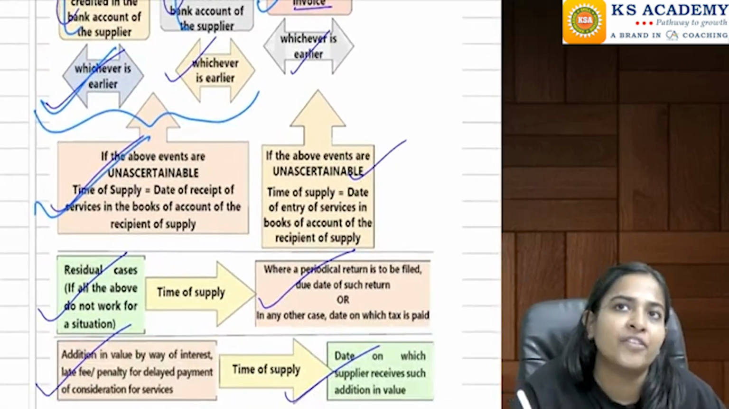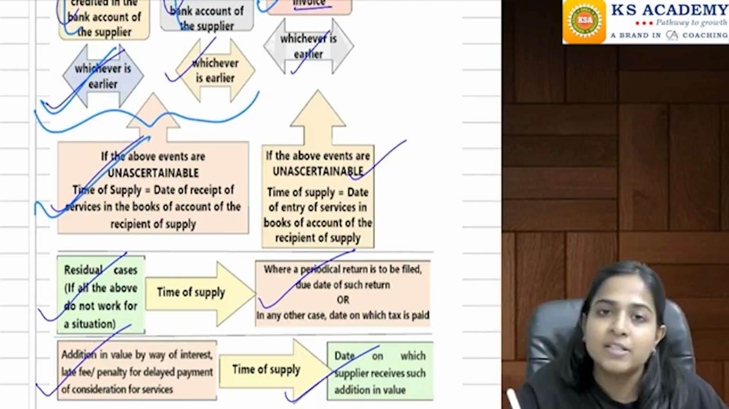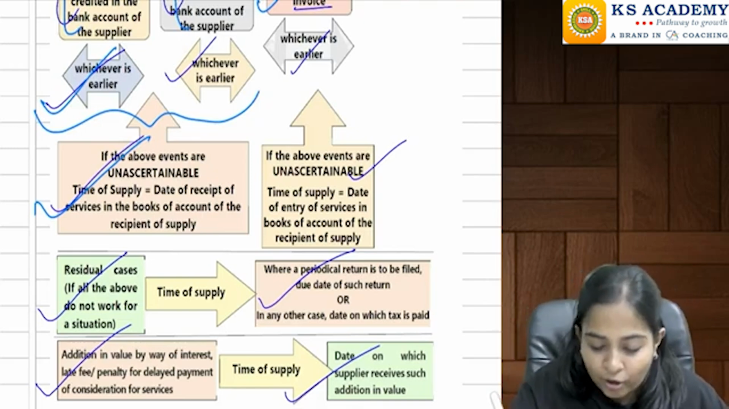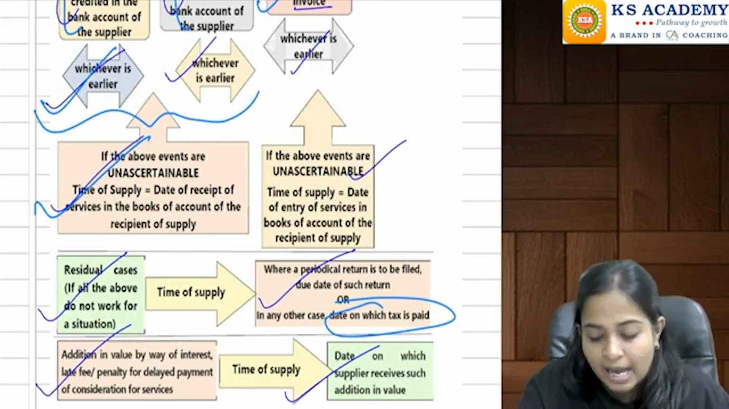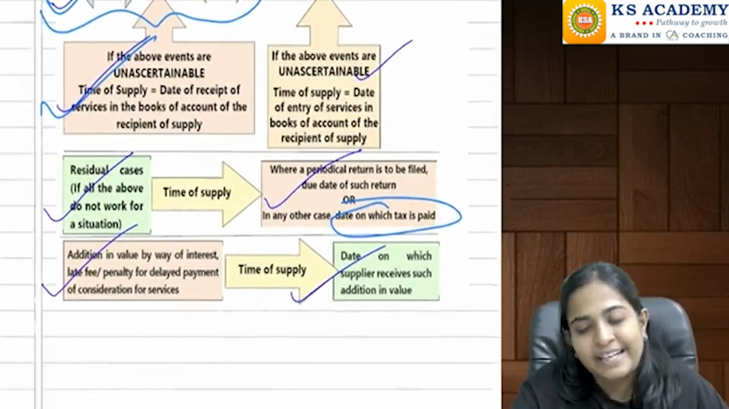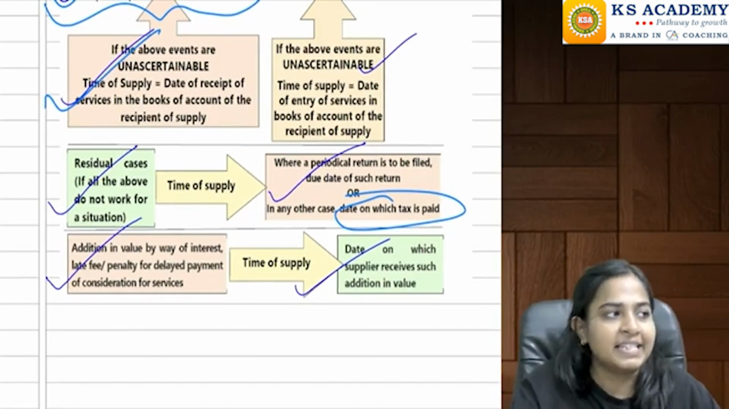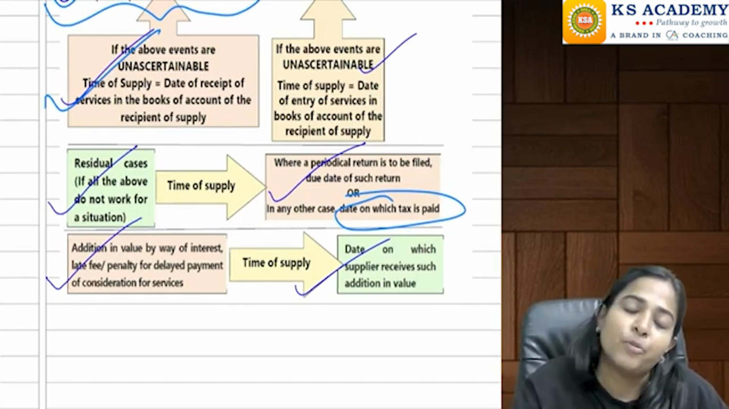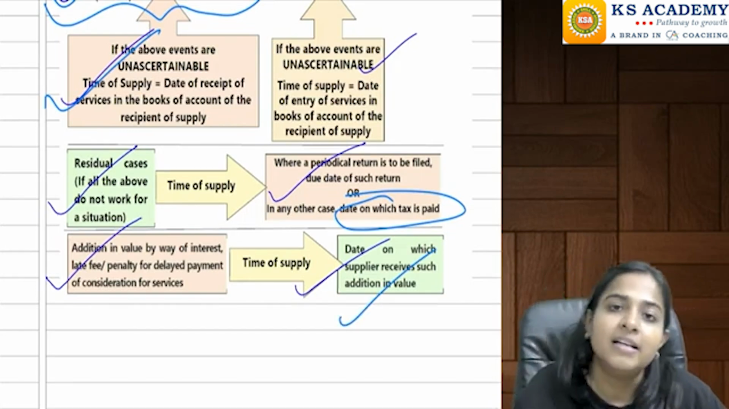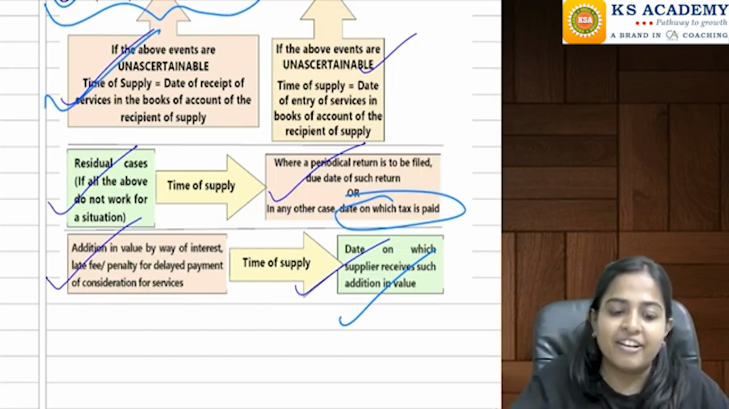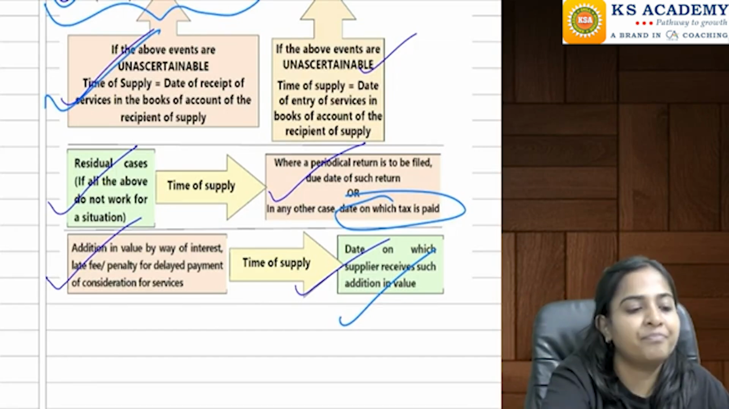What happened in case of residual case? If the due date is known, then the due date of that periodical return. If that is also not known, then finally the date on which the tax has been paid. And the last one was interest, late fee, penalty that is received. What will happen in such cases? The time of supply will be the date when it has been actually received by the supplier. Very clear till here, everyone?